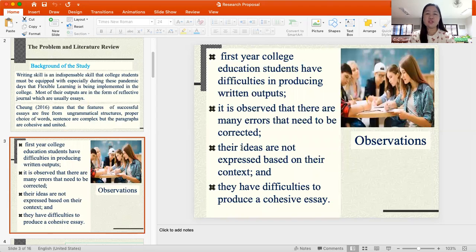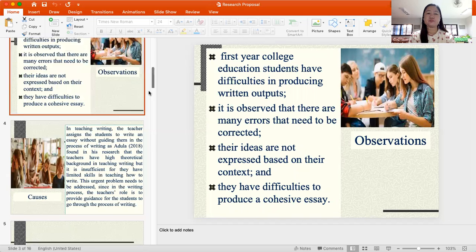So as an observation, my first year college students, whenever I ask them to submit their outputs, have difficulties in producing written outputs. It is also observed that there are many errors that need to be corrected. Their ideas are not expressed based on their context, and they have difficulties to produce a cohesive essay.